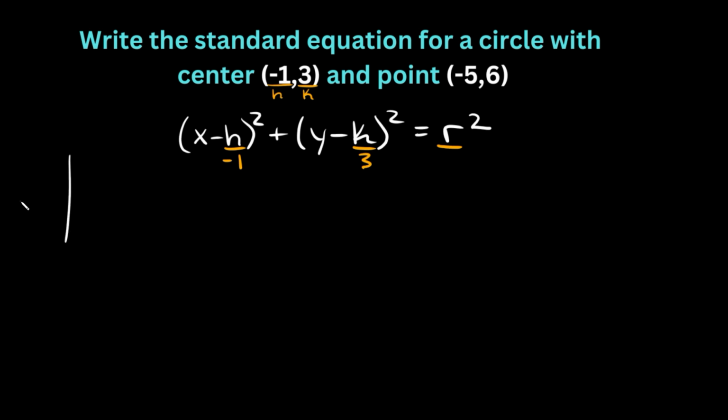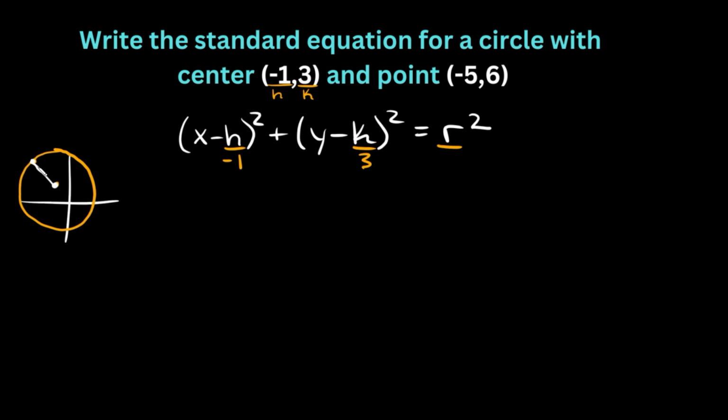Because again, if I just drew a little graph right here, let's see, the center of this circle is at -1, 3, so let's just say it's about there. And then the point is at -5, 6, so let's just say it's somewhere out here. So if this is the center and this is the other point, well, we know roughly the circle is going to look something like that. And then this is that distance from the center to the point.